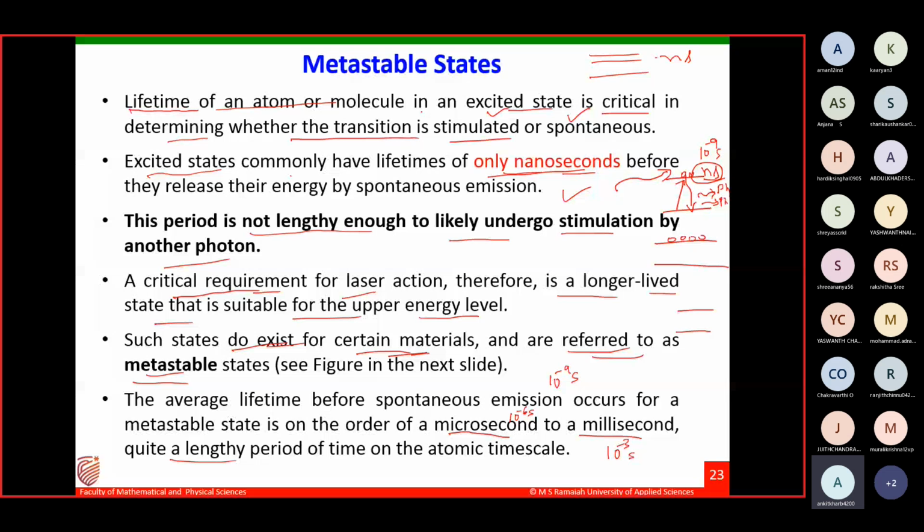Millisecond. Millisecond is okay, it can stay in the excited state for a longer period. Therefore, more amount of time it can stay over there. So our metastable state is that in that state, an atom can stay for 10 to the power of minus 6 seconds or 10 to the power of minus 3 seconds, depending on the given system. They can stay over there for a little longer period.